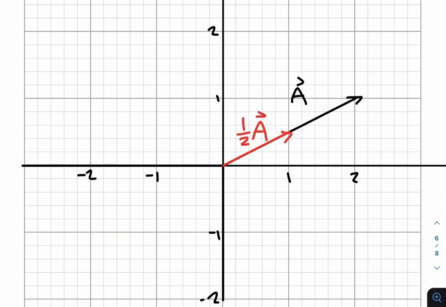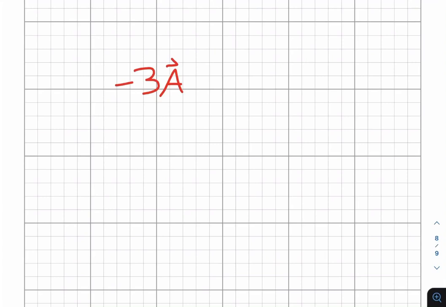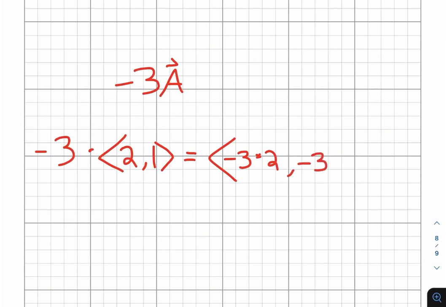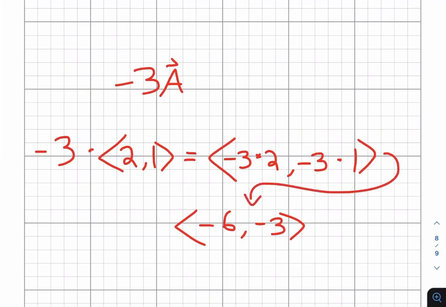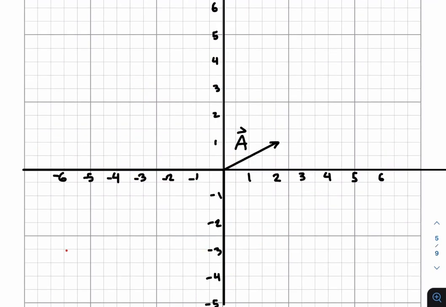For our final example, let's do -3a. Pause now to try for yourself. Using multiplication, you get that -3a is -6, -3. Graphically, you can see that the vector has had its direction reversed and its length increased by 3 times.